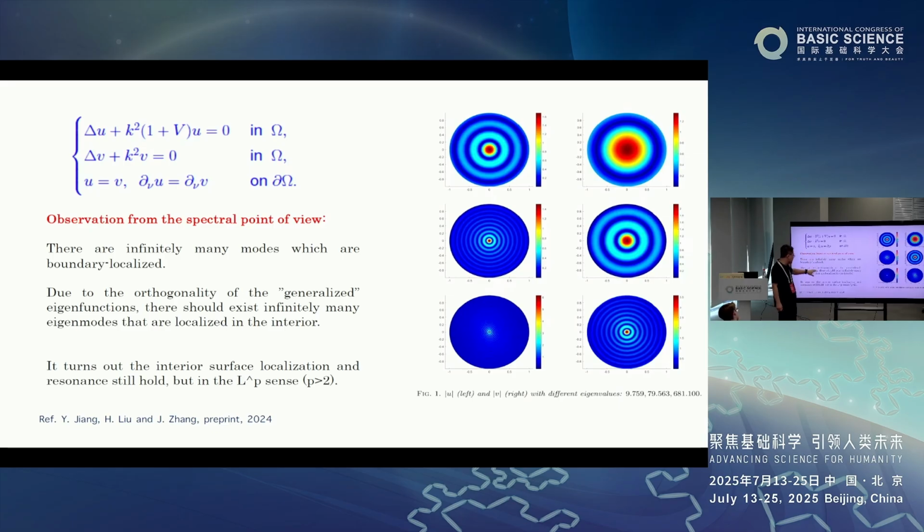But in the L^p sense, p must be bigger than 2. Actually, at the center point, p is infinity. When the circle becomes bigger, p reduces until at the boundary p becomes 2. And I also have a physical interpretation, an intuition for that. That's a little bit complicated for me to explain.